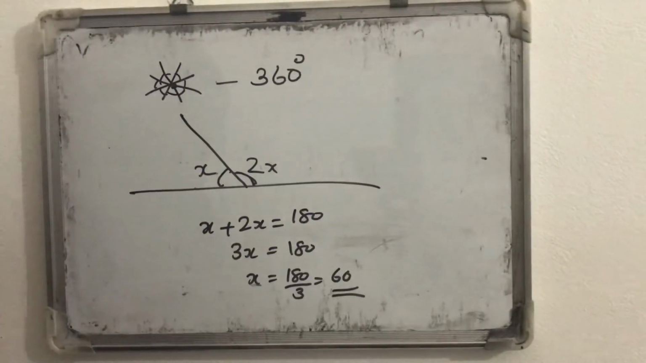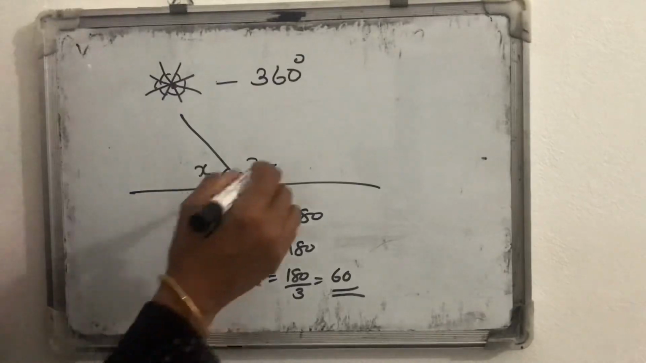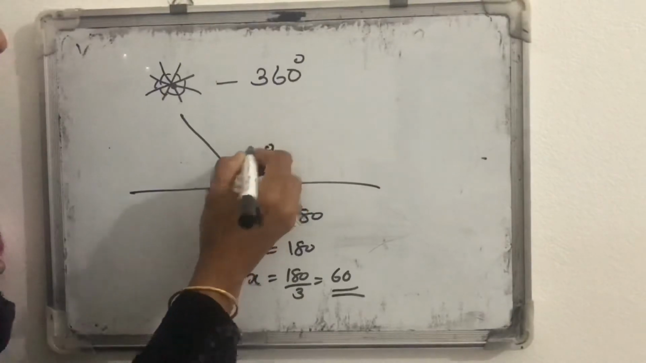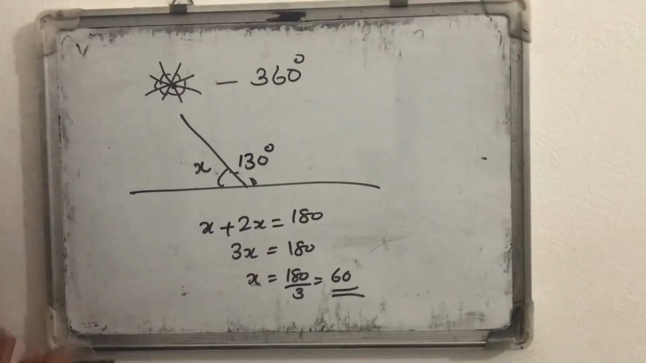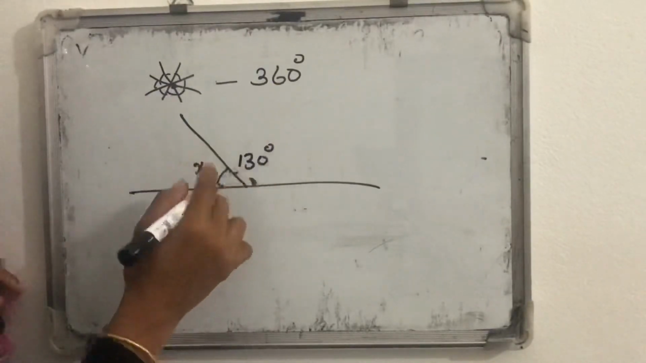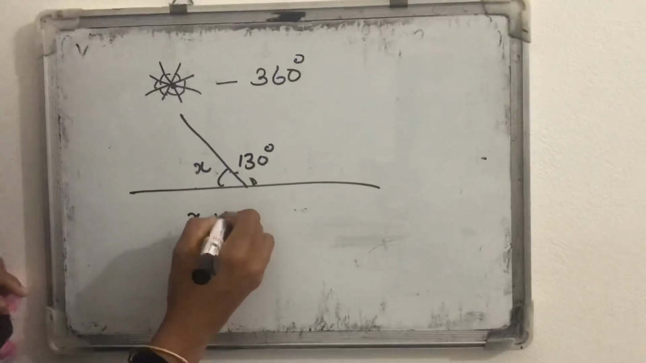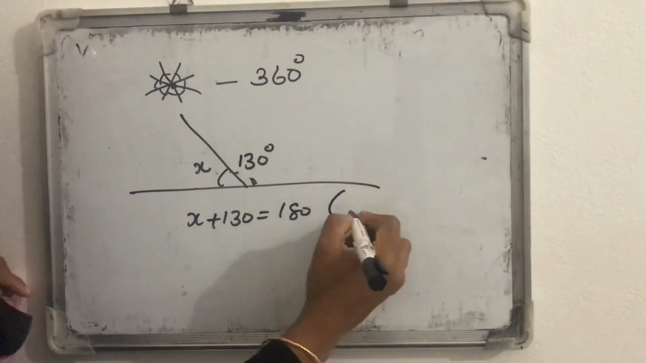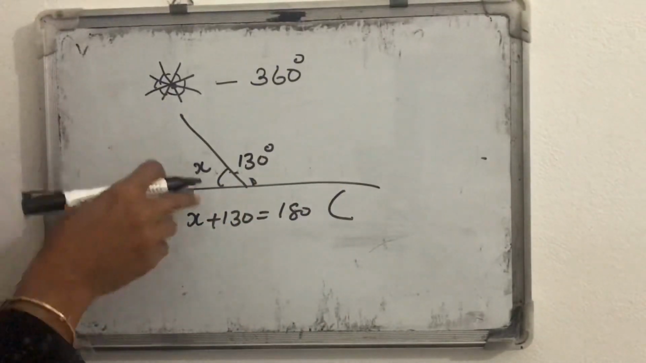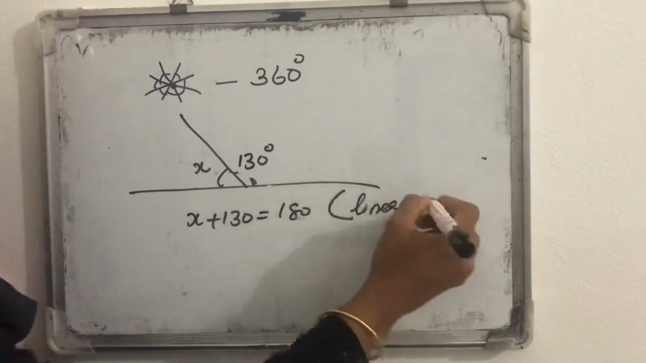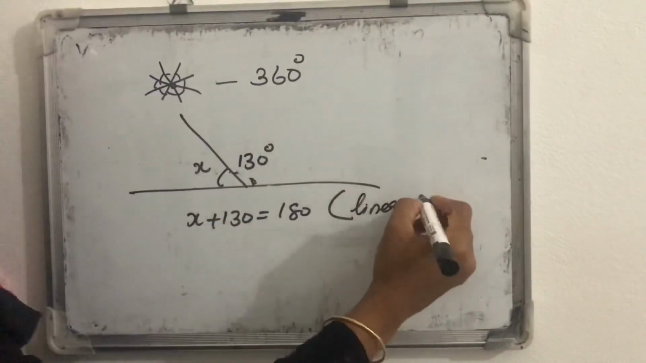Another question is: in another figure, one angle is marked 130 and here it is given x. What is the value of x? How can we find it? Here we use linear pairs. So x plus 130 equals 180. Then in brackets you should write which property you used: 180 using linear pair. So you just mark that in the bracket.